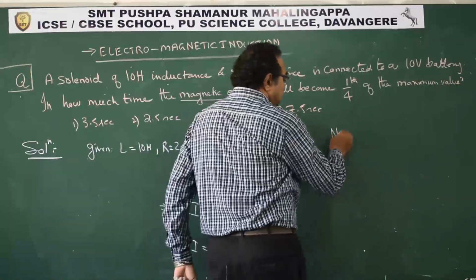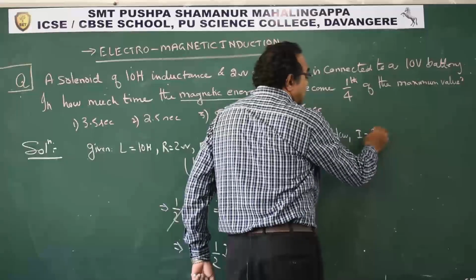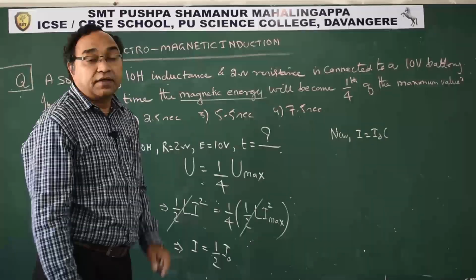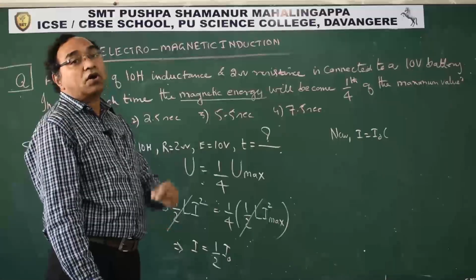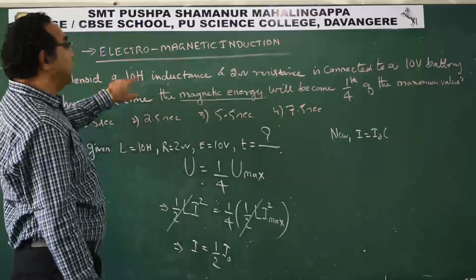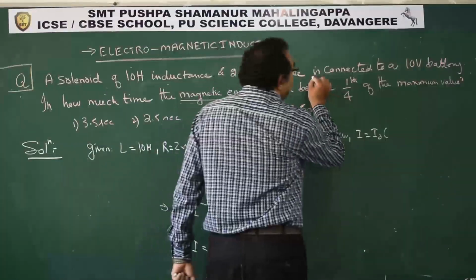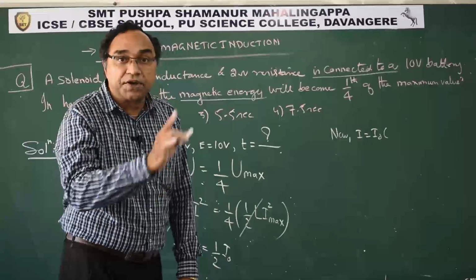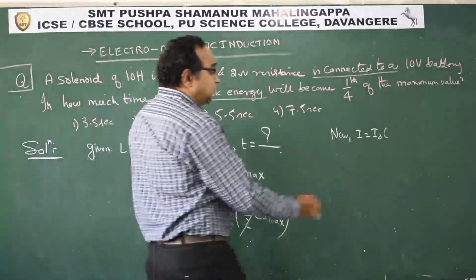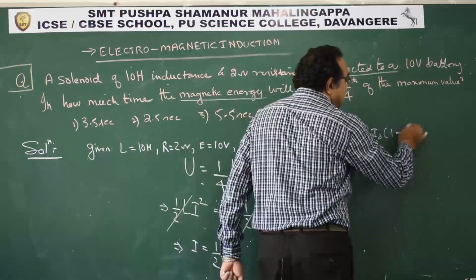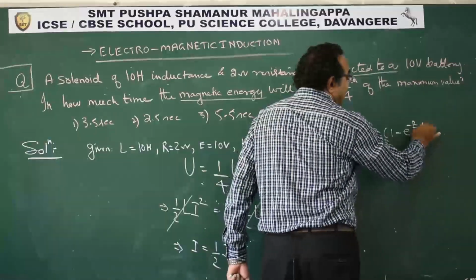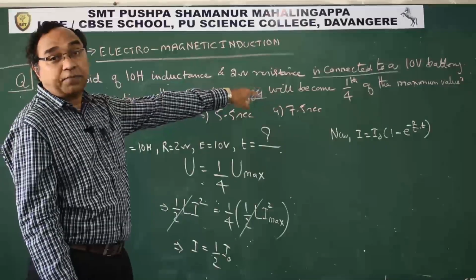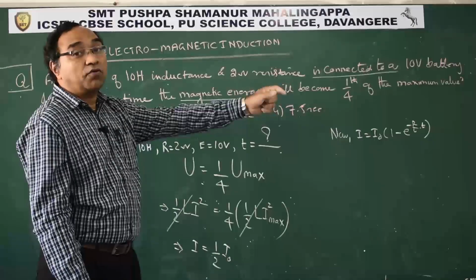Now I is equal to I naught into, what is the condition here? Is it decrease, decay or growth? Read the question. It says it is still connected, therefore it is growth of current. So it is 1 minus e raised to minus of R by L into T. This is how we make out from the question, so don't expect that the words growth and decay will be given directly.